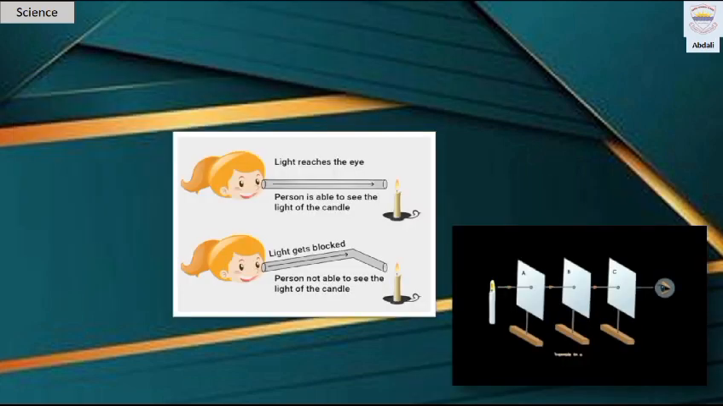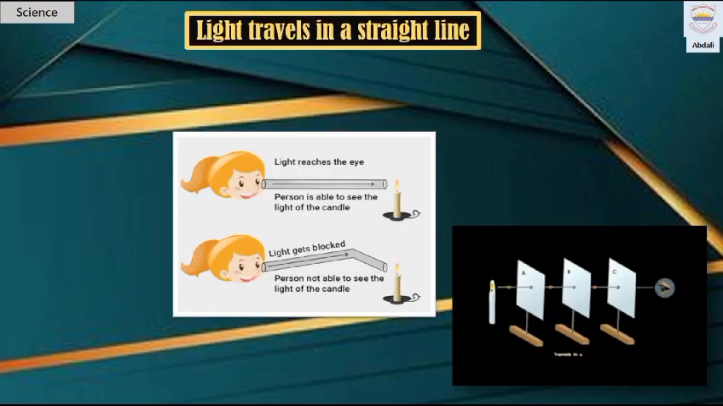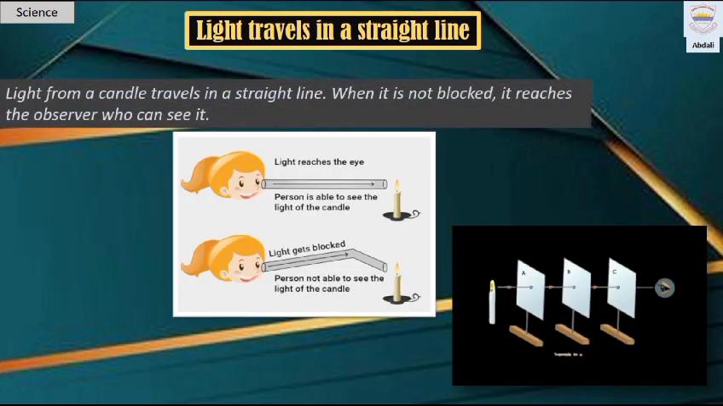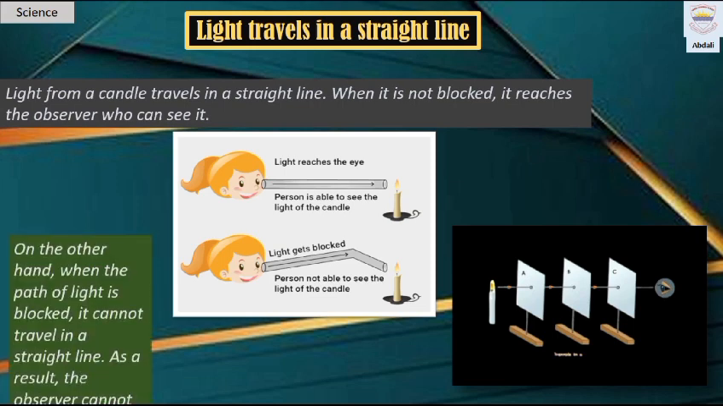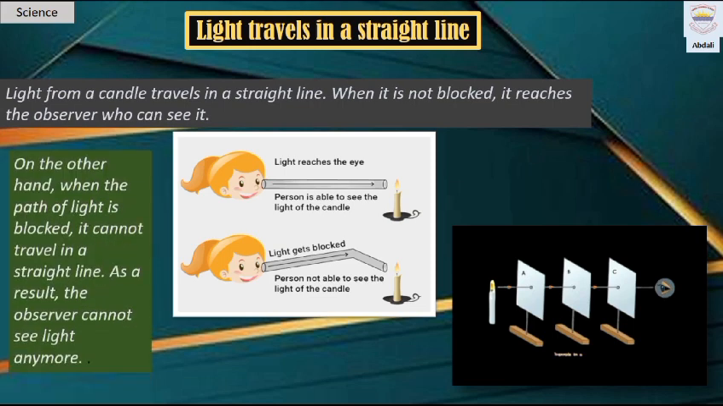Light travels in a straight line. Light from a candle travels in a straight line. When it is not blocked, it reaches the observer who can see it. On the other hand, when the path of light is blocked, it cannot travel in a straight line. As a result, the observer cannot see the light anymore.